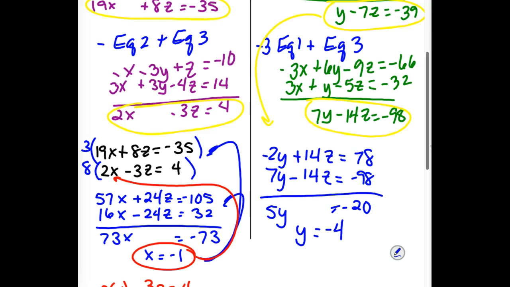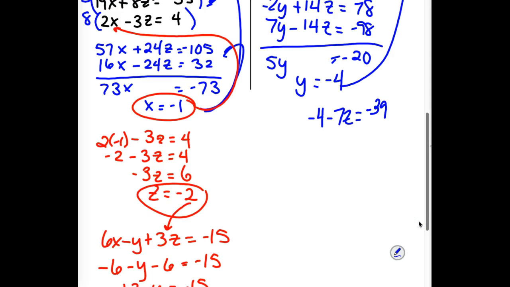Okay? Then I'm going to dump that back in. I can dump it into either equation. Let's put it in right there. So we have negative 4 minus 7z equals negative 39. Adding the 4 over, I get negative 35. And dividing, I end up with positive 5.